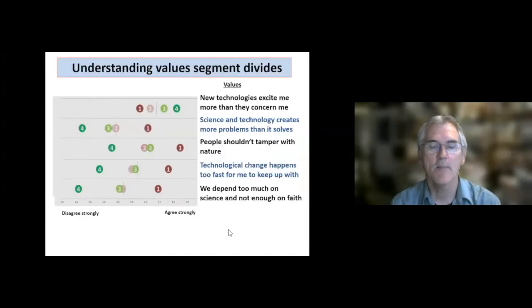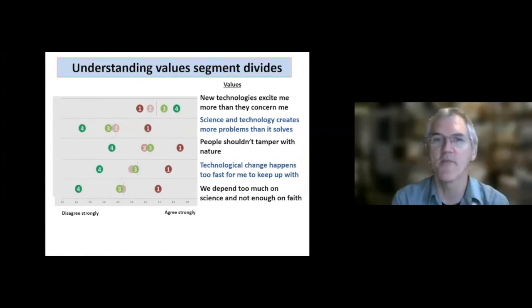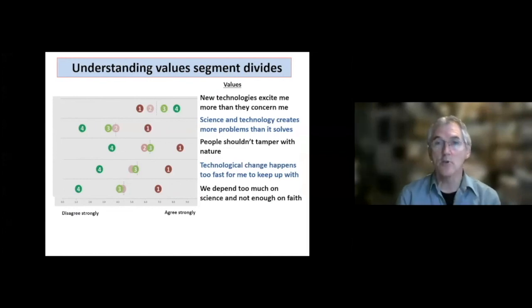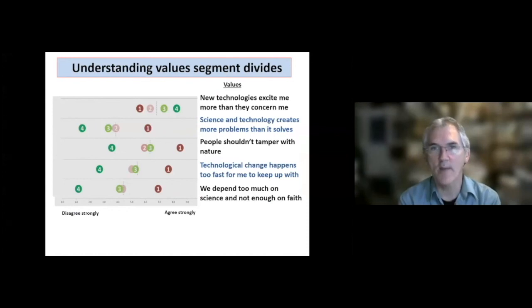Now, let me show you some important things about the learning we've got there. We discovered a couple of things. First of all, of all those questions asked, I actually only need to ask 5 questions to poll people's understandings. They were, new technologies excite me more than concern me. Science and technology create more problems than they solve. People should not tamper with nature. Technological change happens too fast for me to keep up with, and we depend too much on science and not enough on faith. How you answer those 5 questions is enough to let me put you in a rough segment.